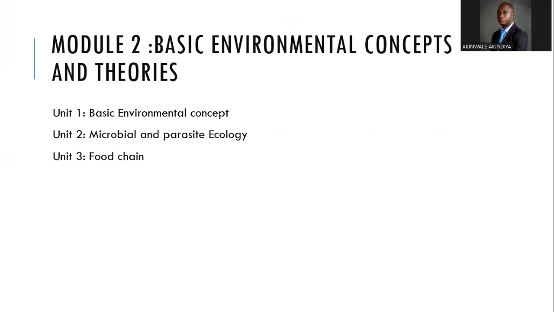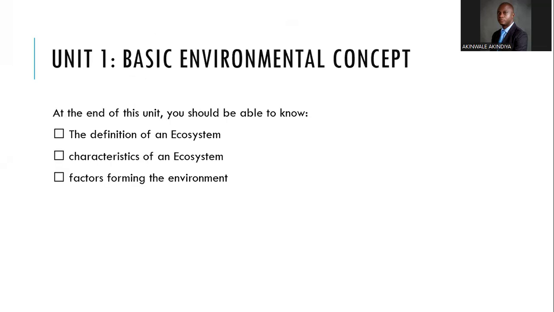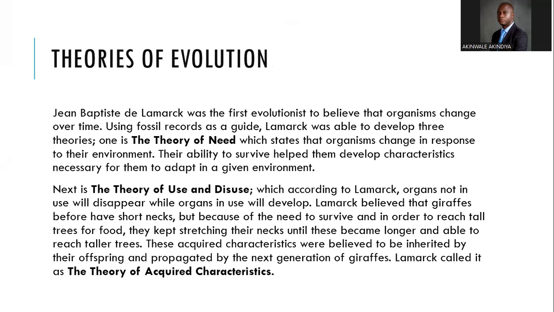So we start with basic environmental concepts. At the end of this unit, you should be able to know the definition of an ecosystem, characteristics of an ecosystem, and factors forming the environment. Then theories of evolution. Interesting. Jean-Baptiste Lamarck was the first evolutionist to believe that organisms change over time. That's basically what evolution says, that organisms change over time.